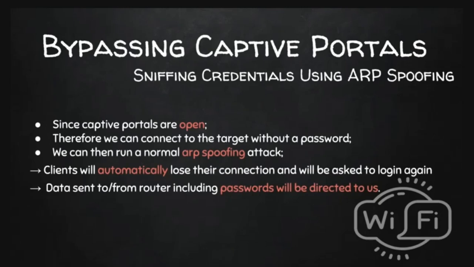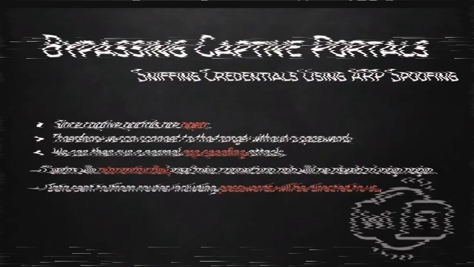Our computer will send the request to the router. The response will be that we don't have connection. The router will ask us to log in. So that response will be forwarded to the client, and the client will automatically be asked to log in again. So let me show you.